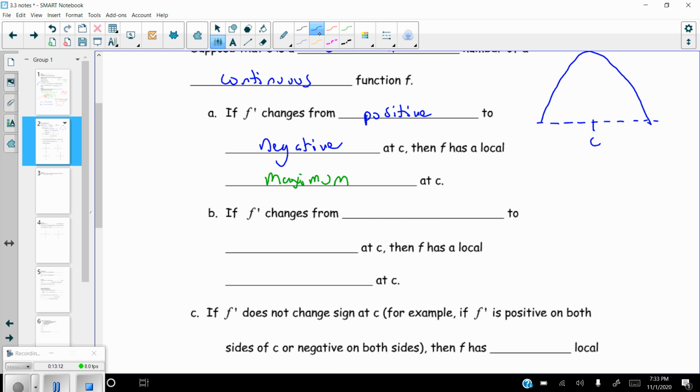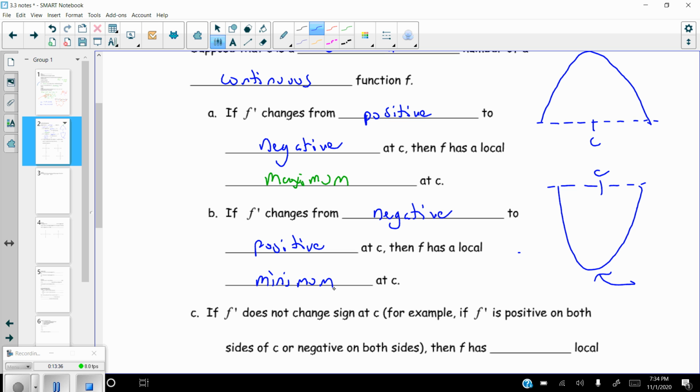Likewise, if f prime changes from negative to positive at C, I'm sure you probably already guessed it, then you're going to have a local minimum. So again, you just have to remember that the derivative is the slope. It tells you the direction that the function is going. So if something goes from up to down, then you're going to have a maximum at the top. If it goes from down to up, then you're going to have a minimum at the bottom.